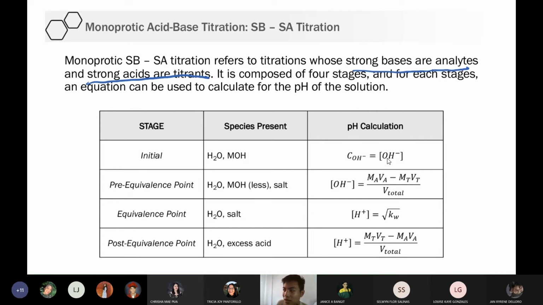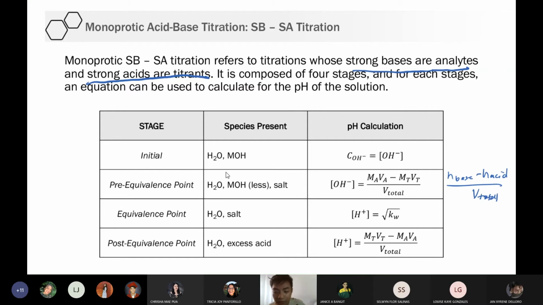Ayan, so we solve for the pH as, pOH muna. Kunin mo yung pOH from the concentration. Then, saka mo siya isubtract sa 14. You get your pH. Then, at pre-equivalence point, nababawasan yung base kasi you are adding acid. Okay? So, to solve for how much base is left, we use the formula mole base minus mole acid divided by the total volume.